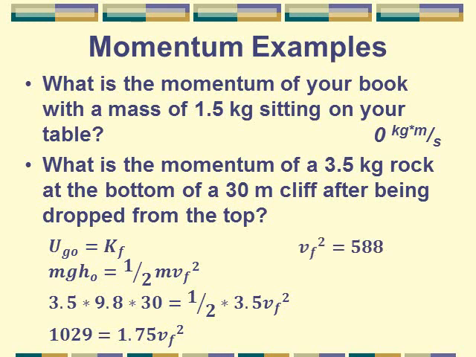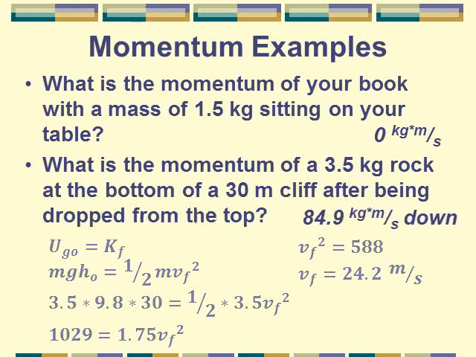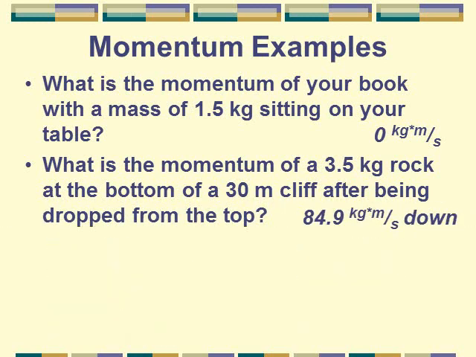Then we divide both sides by 1.75. That gives us 588. Square root that, you get 24.2 meters per second. Okay, so that gives us our velocity, 24.2 meters per second. That's technically downward because it's falling. Our mass is 3.5 kilograms, so we multiply those together and we get that our momentum is going to be 84.9 kilograms meters per second downward.